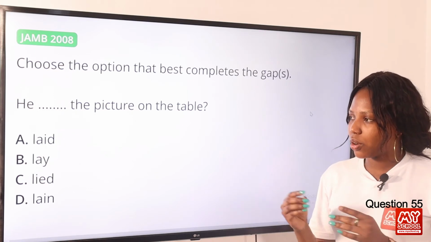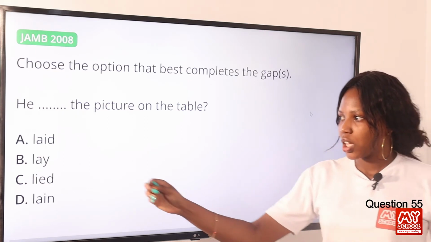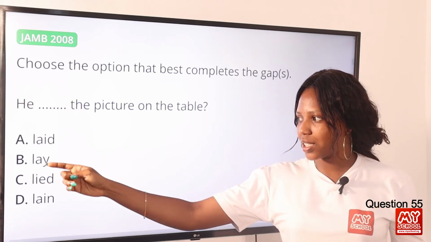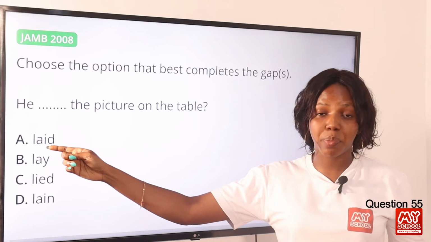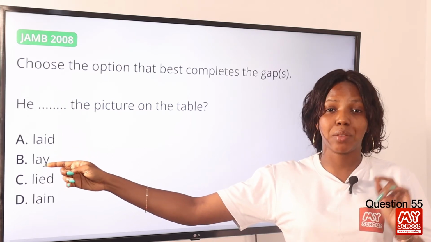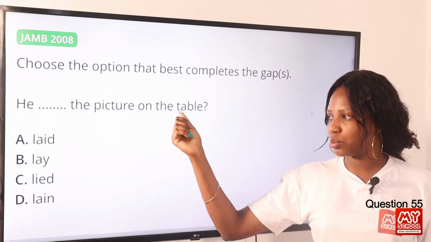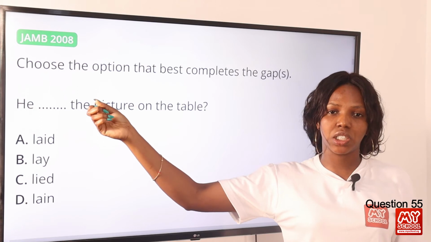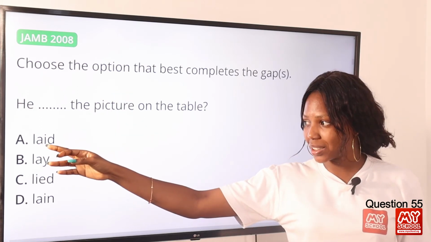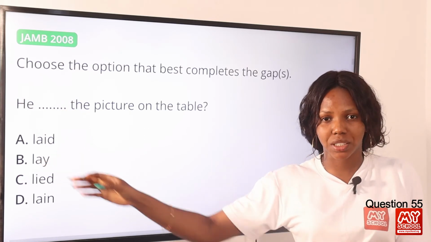Now this question is quite controversial, but then I would explain carefully. Now listen carefully. Option A and B, this is laid and this is lay. Option A is the past tense. Option B also can function as a present tense and past tense. But take a look at this question. He dashed the picture on the table. Now we need a past tense to fill in this sentence. So option A is the past tense. Option B can also function as a past tense and a present tense.